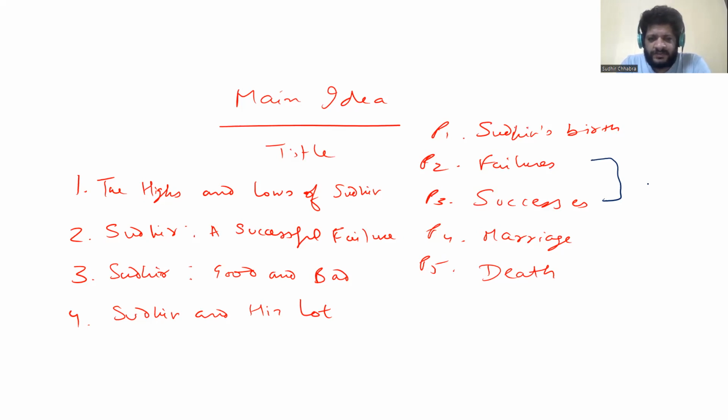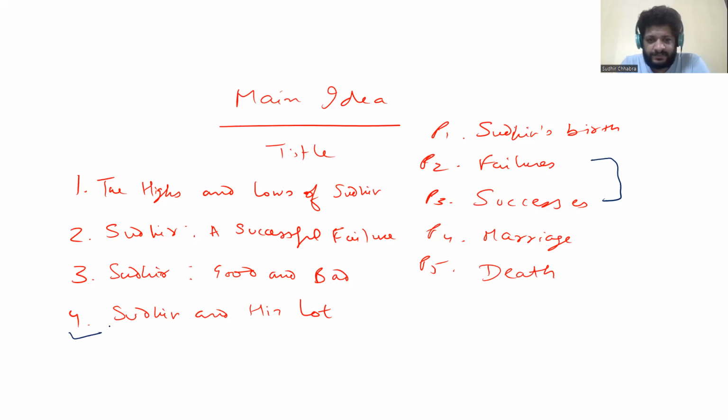Now, Sudhir and his lot, that is the best one, I think, because lot means destiny. So if I am talking about the journey from my birth to my death, that could be encapsulated using this word lot, because destiny includes everything: birth, failures, successes, marriage, death, and all. So this one seems to be the best one. But let me reconsider my point.